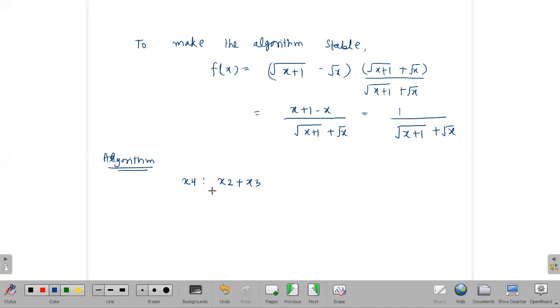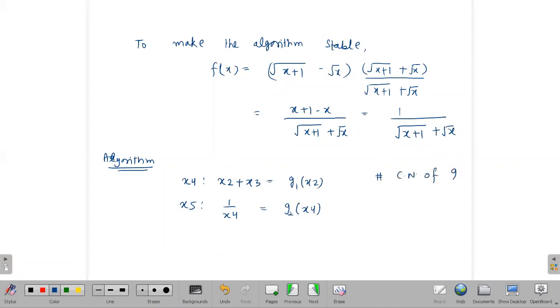You can write the same steps again also. I'm writing a new step only. X4 will be x2 plus x3. Then in the 5th step, you have to take its reciprocal. That will be x4. So now it will be a function of x2. You can write another function also, g1 and g2 of x4.